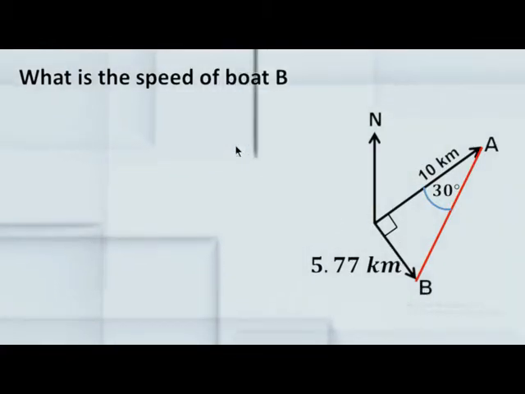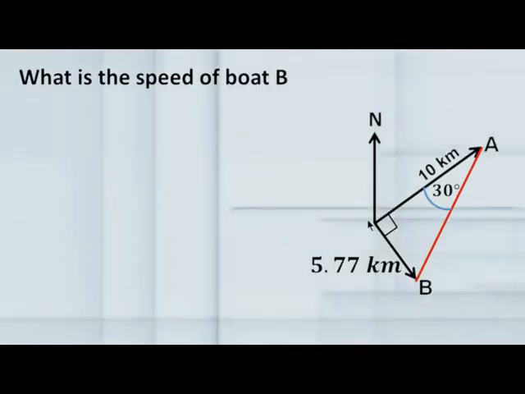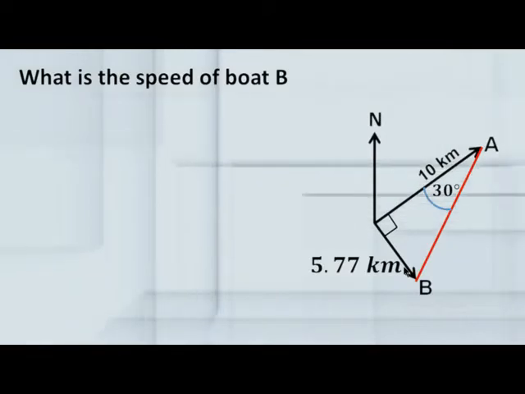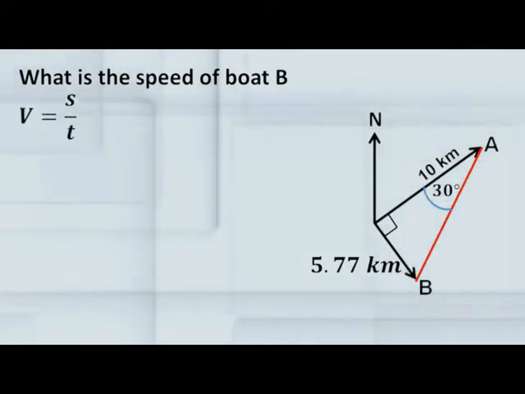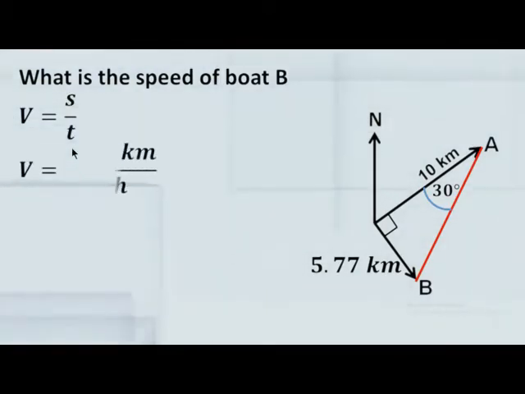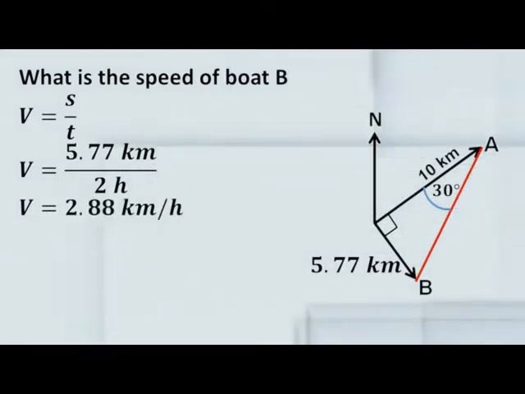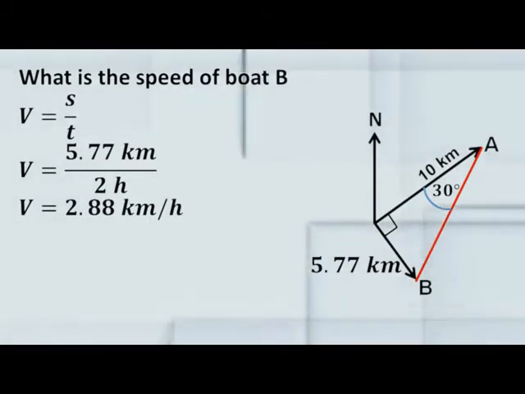Now we're going to find the speed of boat B. Remember, this is the distance that boat B has sailed in 2 hours. So the speed is d per t, where d is the distance and t is the time taken. So the speed is 5.77 per 2 hours. So the speed equals 2.88 km per hour.